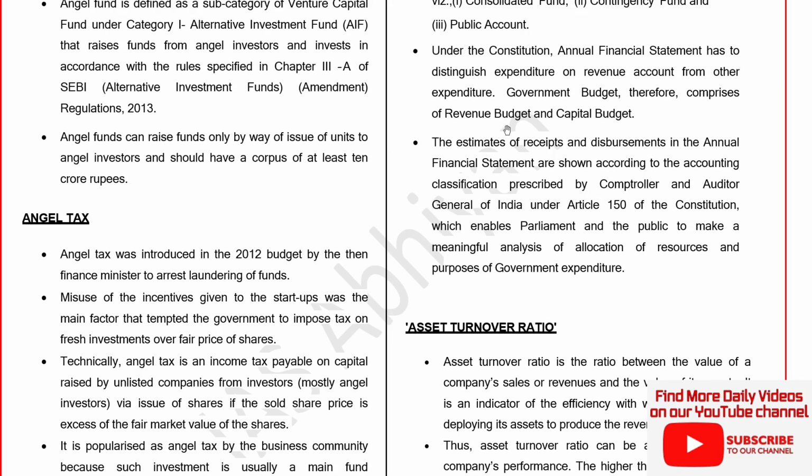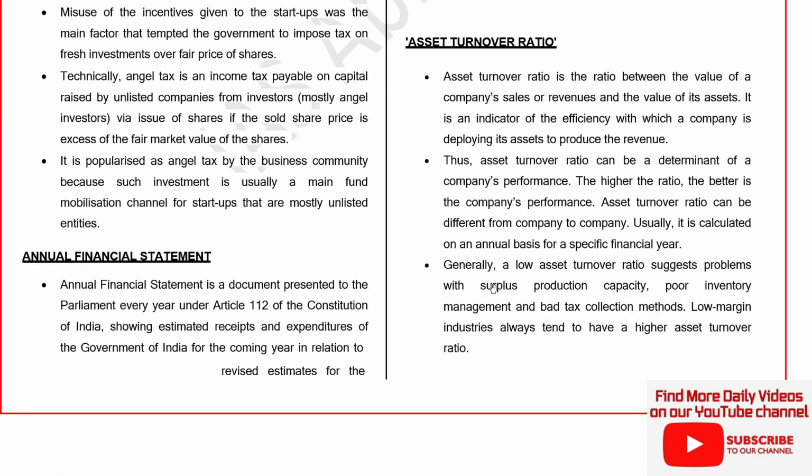The estimates of receipts and disbursements in the annual financial statement are shown according to the accounting classification prescribed by the Comptroller and Auditor General of India, under Article 150 of the Constitution. That rule is also written in the Constitution, which enables Parliament and the public to make a meaningful analysis of allocation of resources and purposes of government expenditure.